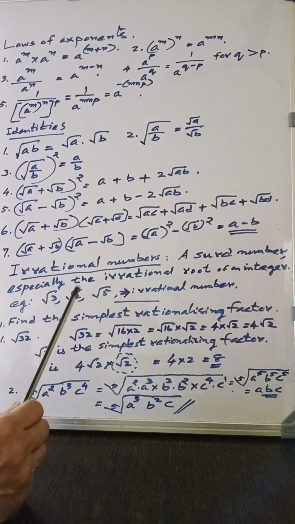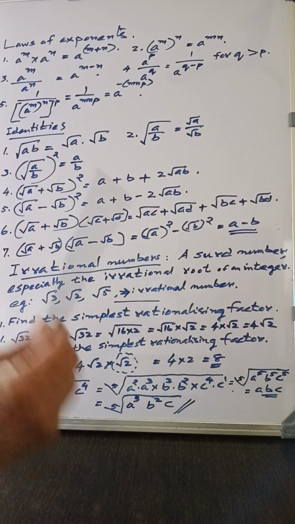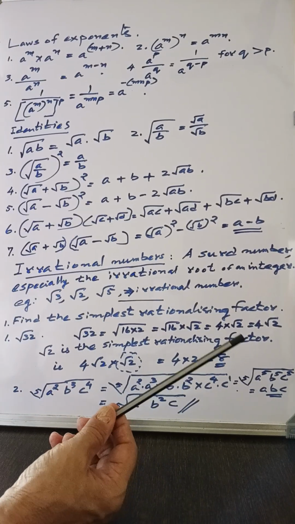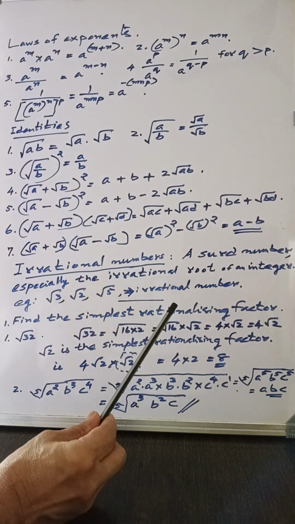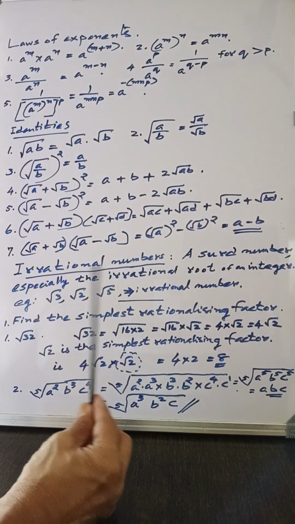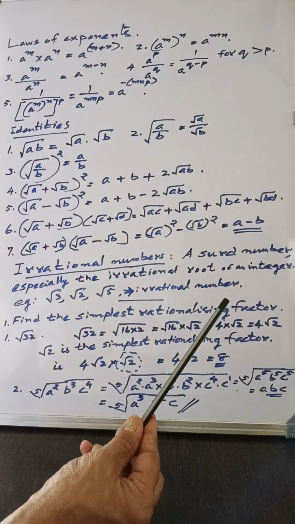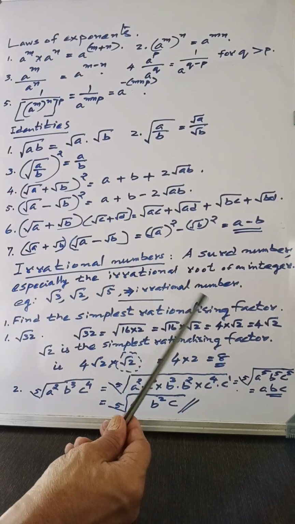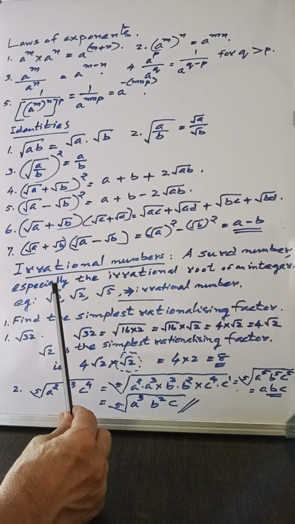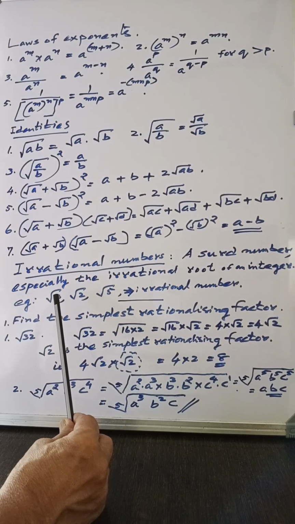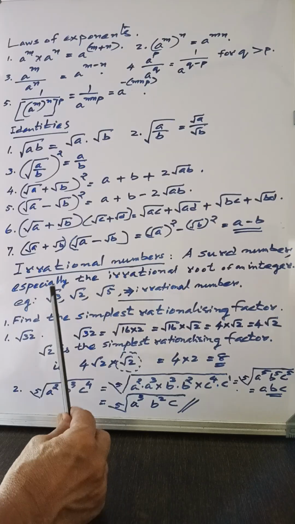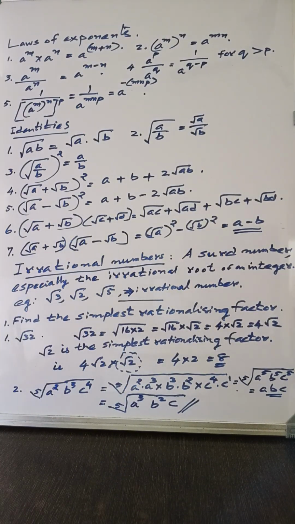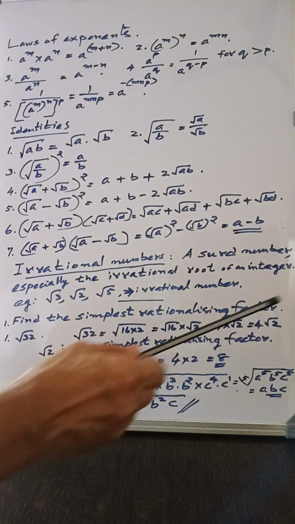Therefore, root 3, root 2, root 5, like that, or cube root 5, or fifth root 3, like that we can say. They are surds. A surd is especially the irrational root of an integer. The irrational root means root 3. In exponential form, we can write 3 raised to 1 by 2, but root 3 is an irrational number.